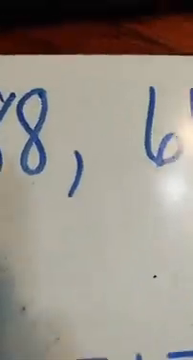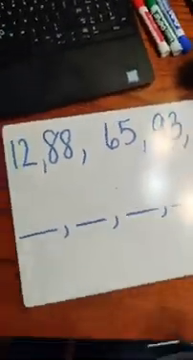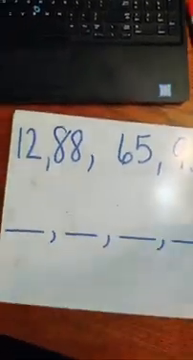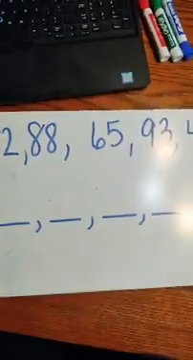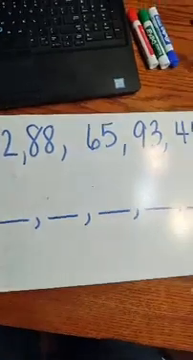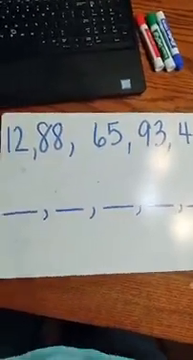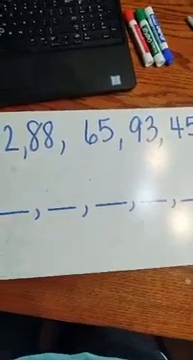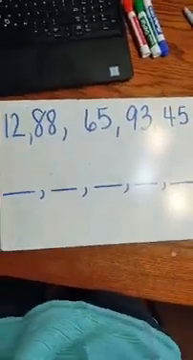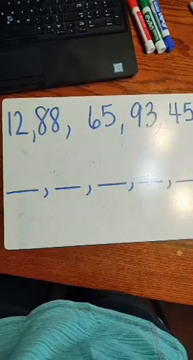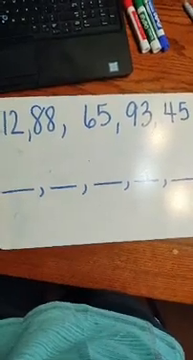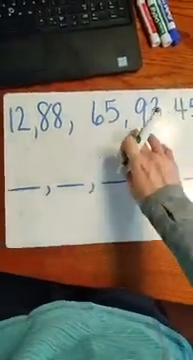So let's get started. I've got a list of numbers, and we are going to put these in order from least to greatest. Least means smallest, or less. So we need to find out what is the smallest number because it's going to be our first. Now, all of these numbers are two-digit numbers, so I can't really look in the ones place.